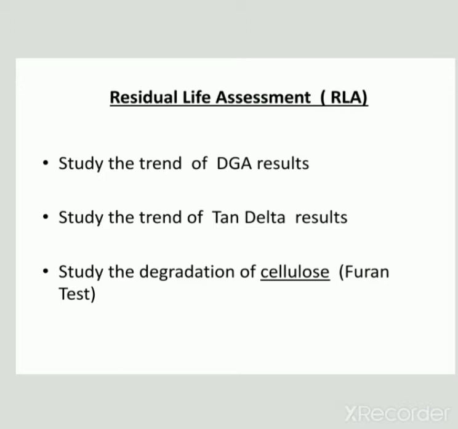Then next one is residual life assessment, also called RLA. What is this RLA, residual life assessment? It is the study of the trend of DGA results. Next is the study of the trend of the TAN data results. Next, the study of the degradation of cellulose, also called the furan test. So this is all involved in residual life assessment.